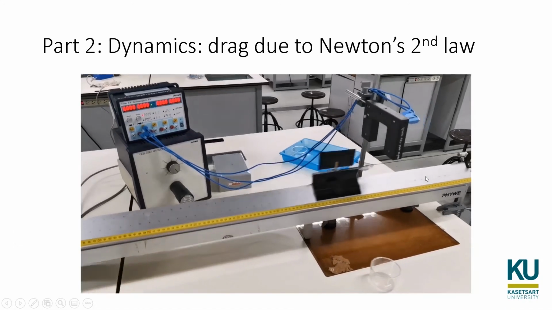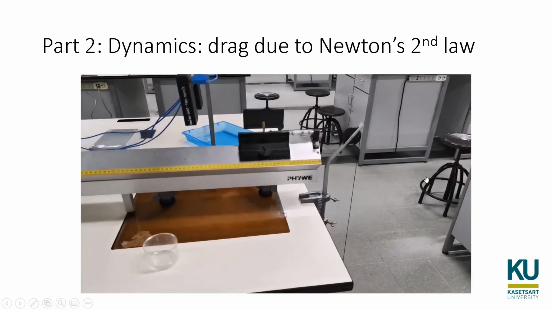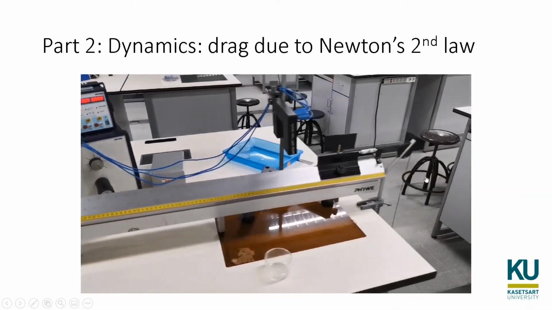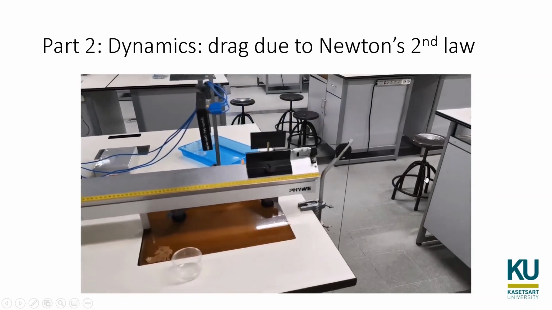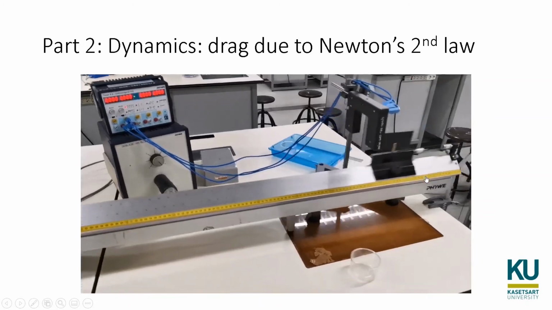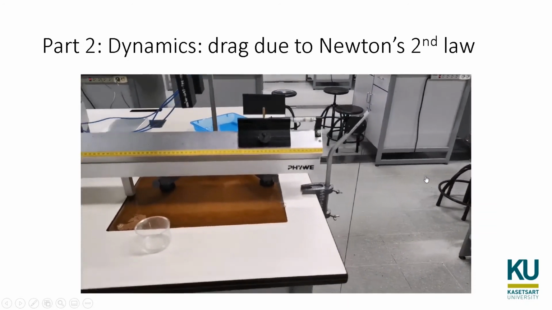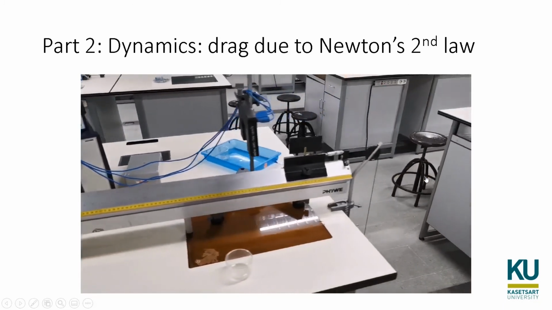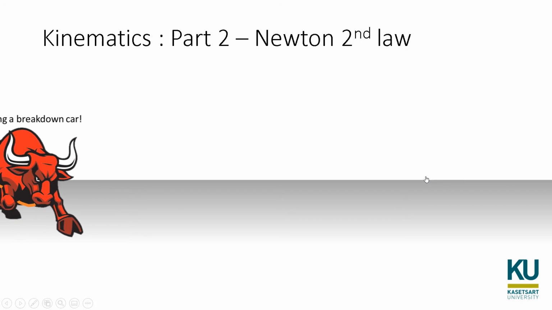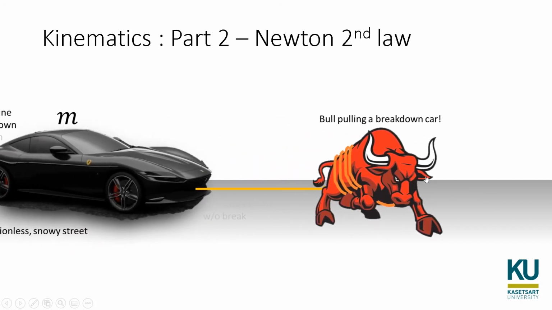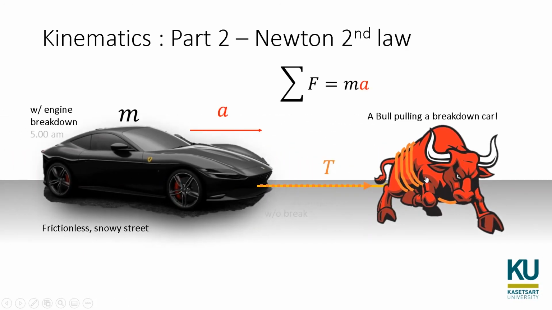This is the first part of this experiment three. The second part is about the dynamics. You will use another drag force, pulling this glider along the track. So what is Newton's second law? It's mainly about force.